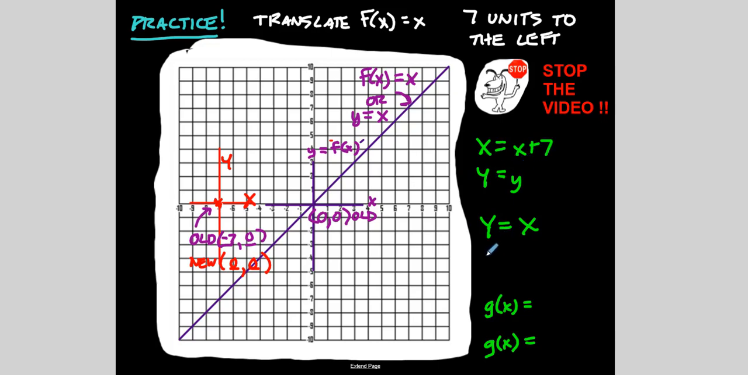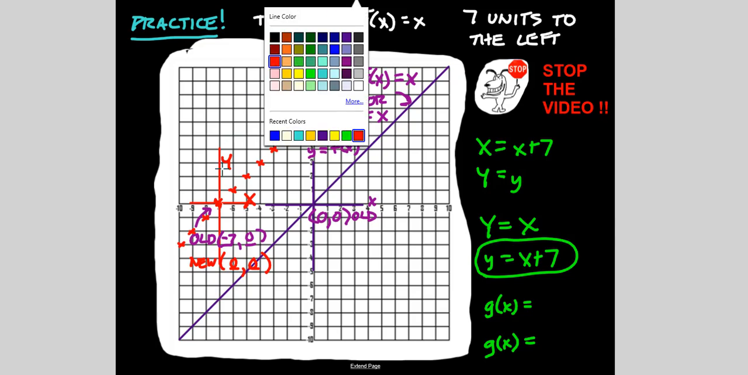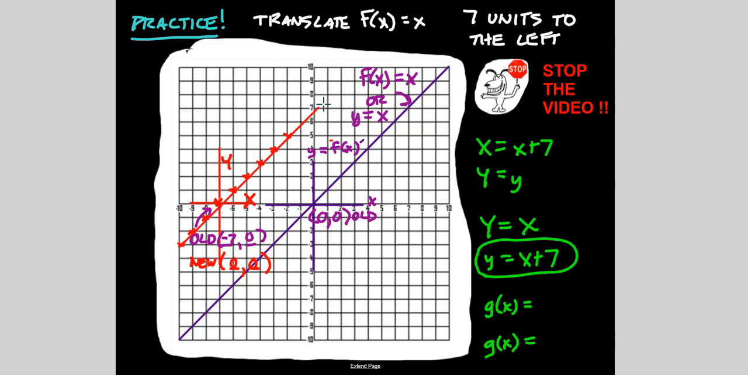So now making our substitution, we have little y equals big X, I replace with x plus 7. So there is our equation of our shifted line, which is over here. Let's plot that. Alright, so we'll call this g of x again. And in terms of the new coordinate system, this is again capital Y equals x.